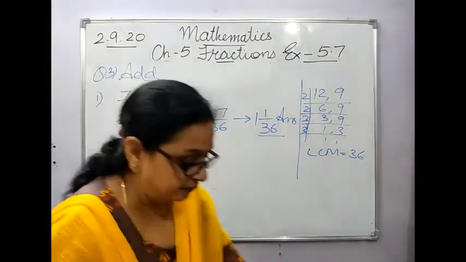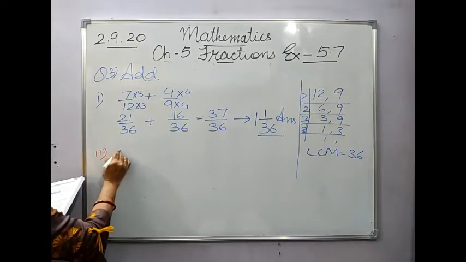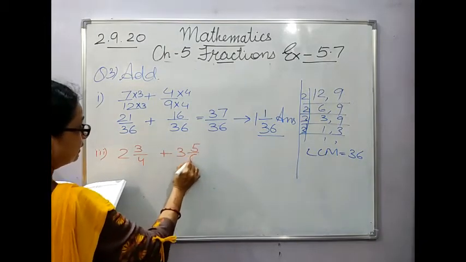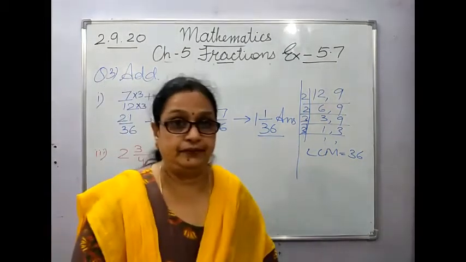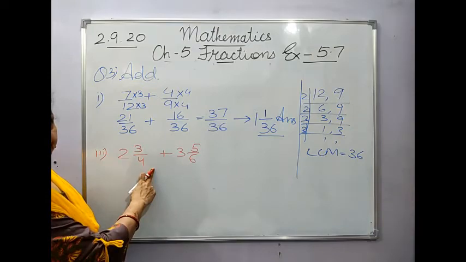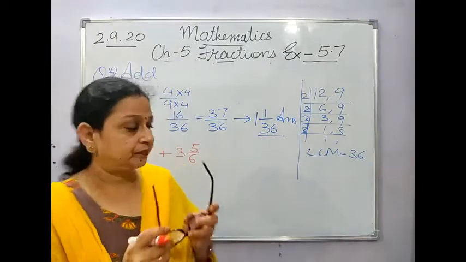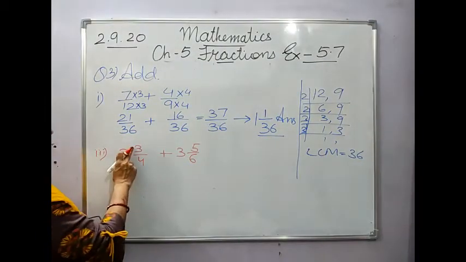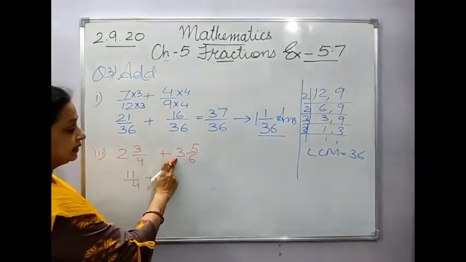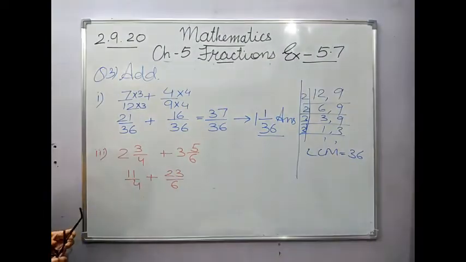By the time I write the next one, I will be doing third one for you. It is 2 whole number 3 upon 4 plus 3 whole number 5 upon 6. Children, I am explaining one of each type. Here it was not the mixed fraction, but here it is mixed fraction. So first of all, you will convert them into improper fraction. How you will do it? 4 2s are 8, 8 and 3 is 11 upon 4 plus 6 3s are 18, 18 and 5 is 23 upon 6. This is your improper fraction.